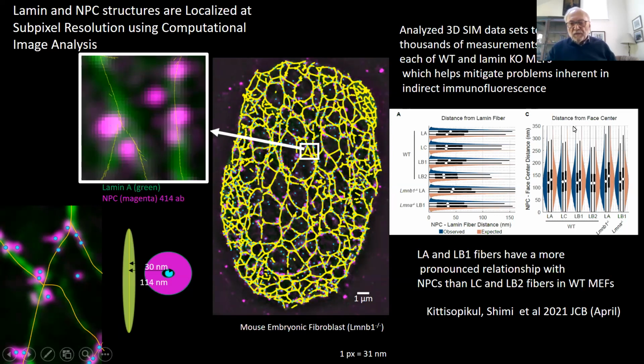I defined the face for you as the area surrounded by the fibers, the distance from the face center to the center of the pore. And using this bivariate analysis, we're able to show and conclude that lamin A and lamin B1 fibers have a more obvious and pronounced relationship with nuclear pore complexes than either lamin C or lamin B2 fibers.